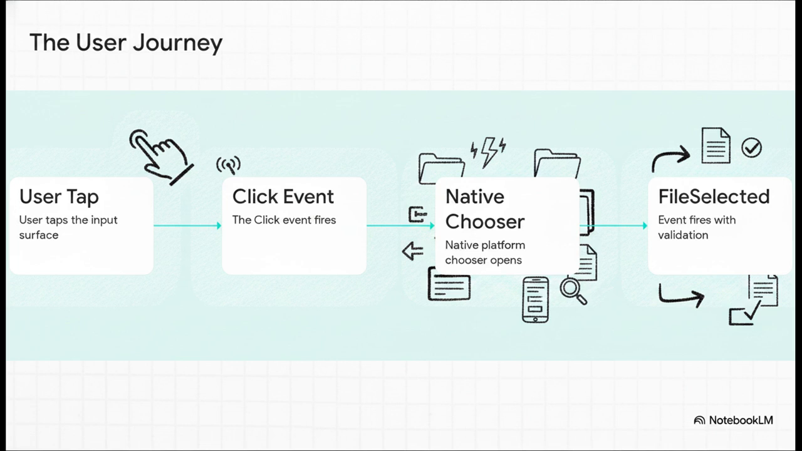Then, your app responds by automatically opening the native platform file chooser, whether that happens to be the Android content chooser or the iOS document picker. Finally, the user picks their file, and the OS routes right back to your code, automatically firing the file selected event so you can process the payload. It's a completely clean, predictable loop.